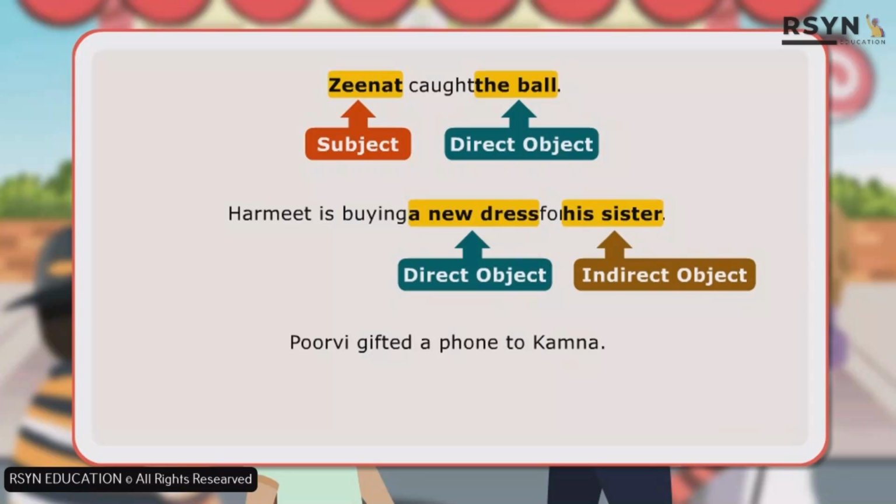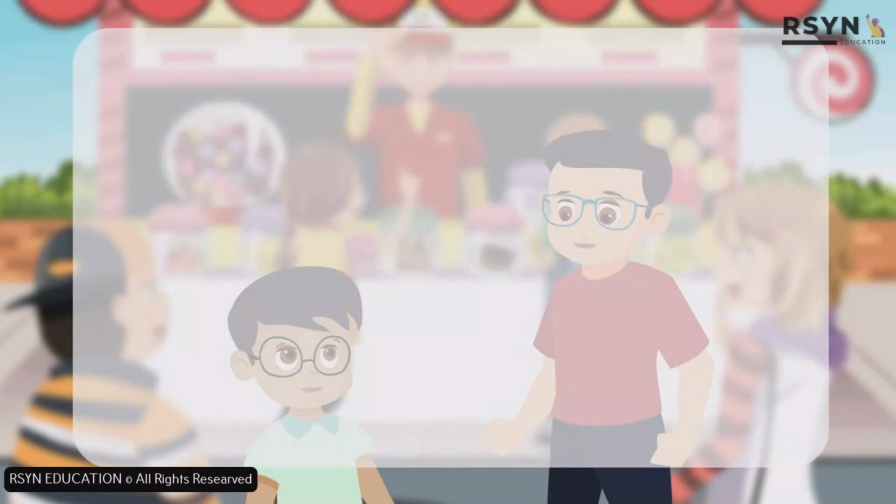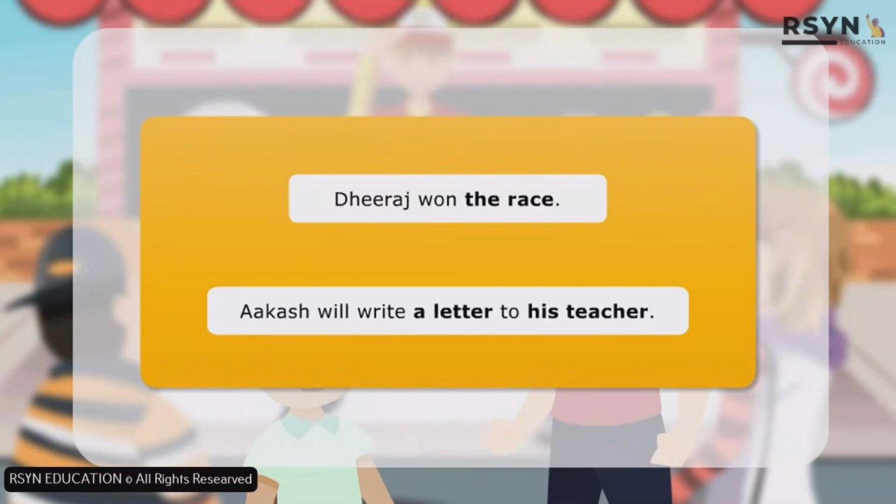In the next sentence, a new dress is the direct object of the verb and his sister is the indirect object as it answers the question for whom. In the third sentence, a phone is the direct object as it answers the question what, and Kamna is the indirect object as it answers the question for whom. Here are a few more examples of direct and indirect objects. Dheeraj won the race. Akash will write a letter to his teacher.